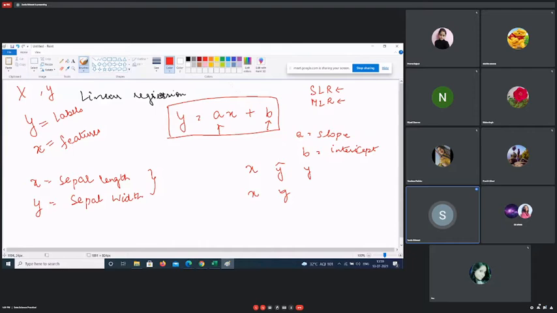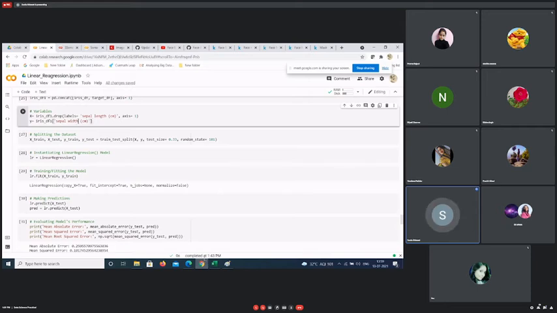So X for the simple linear regression model, what we are going for, we are simply going with one variable, one feature. So that's the only reason we simply said sepal length. So now, in my own terms, let's go for sepal width as an output.